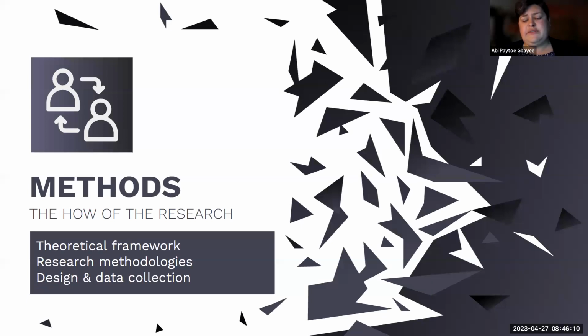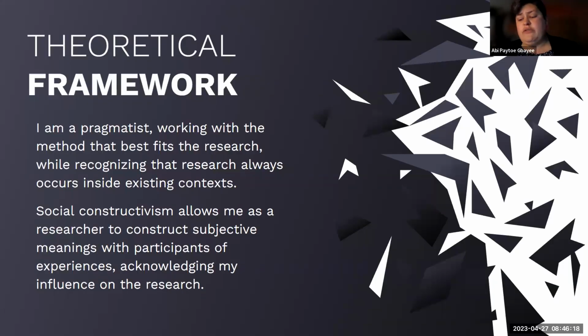So moving into the methods of how this research worked, the theoretical framework, we're going to look at the research methodologies and then design and data collection. The framework that underlies how I approach research as a whole is I'm a pragmatist. That means that I'm going to pick the method that fits the research needs the best, because research happens in context and I don't believe that one way of always approaching research works for me.